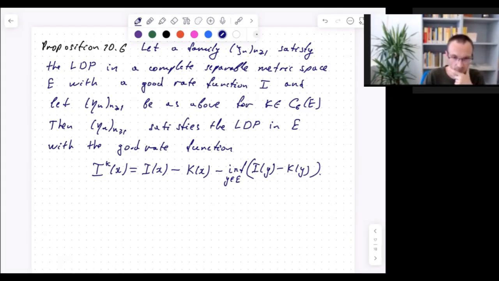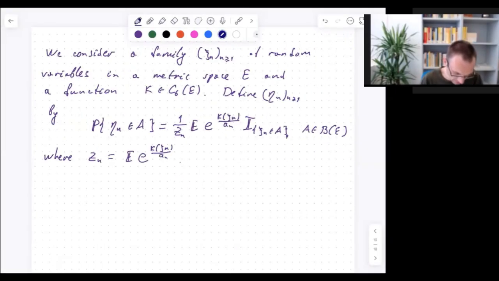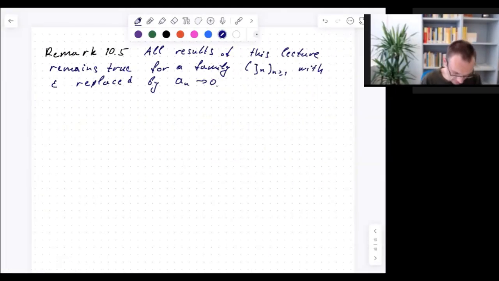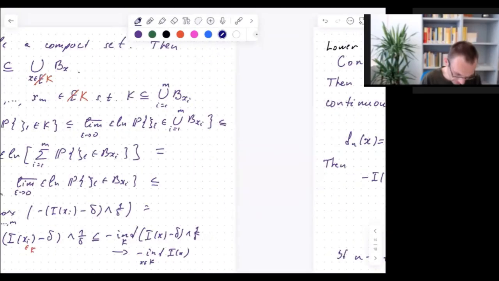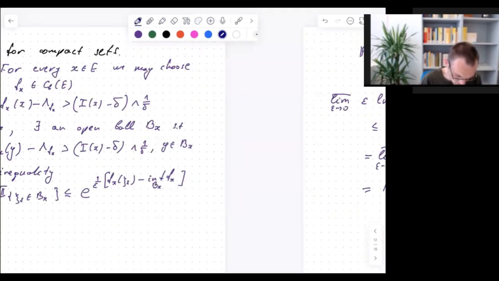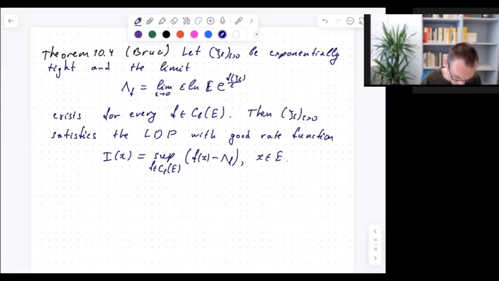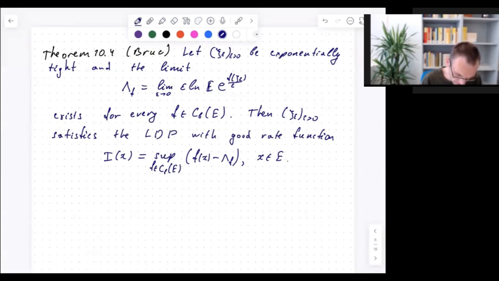Okay, then to obtain this result, we want to combine two statements. We want to combine the Varadhan formula, or Varadhan lemma, and also the Bryc theorem. But you see that for the Bryc theorem, you need the exponential tightness. So therefore, first, what you would like to obtain.